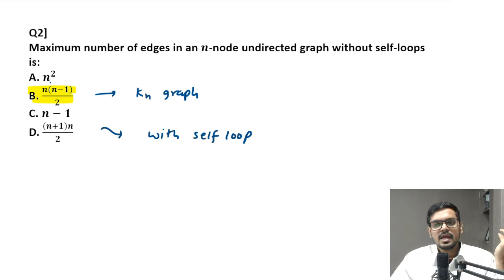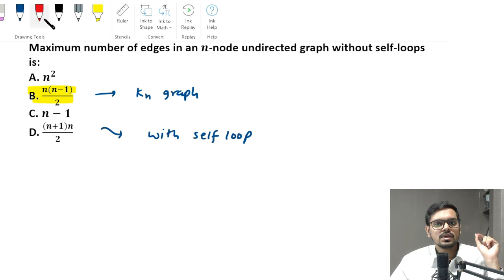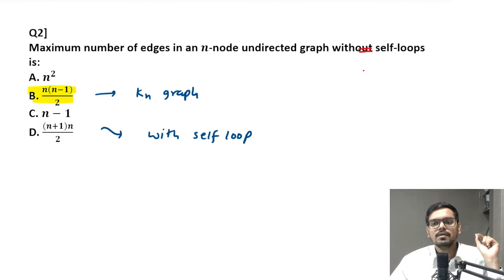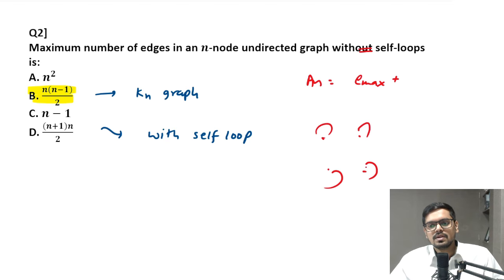Very easy. And if the question in future comes with a self loop, then we'll say that our answer is maximum number of edges without self loop plus maximum number of edges if you include the self loop. So every vertex will have a self loop. So n vertices will have n self loops, right? Now E max is n into n minus 1 by 2 plus n.